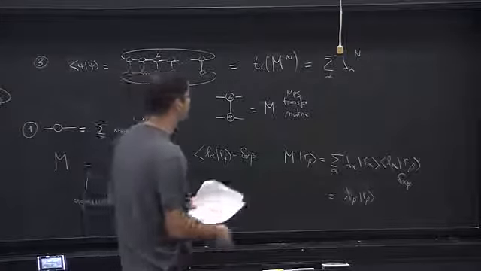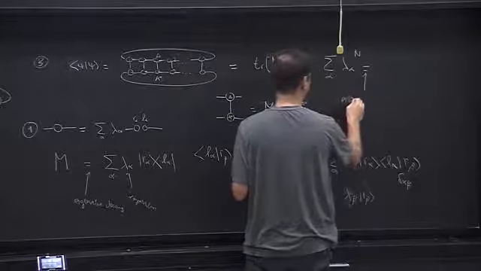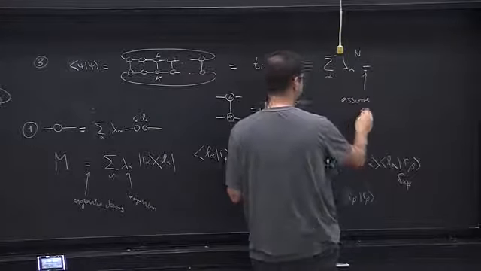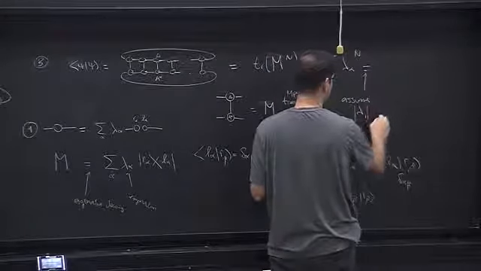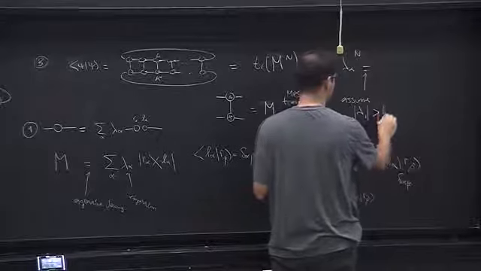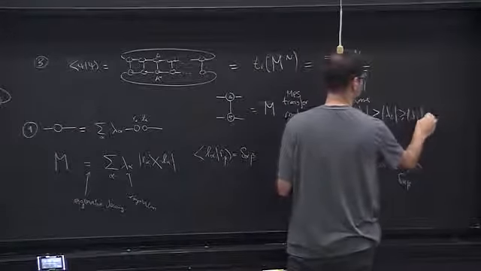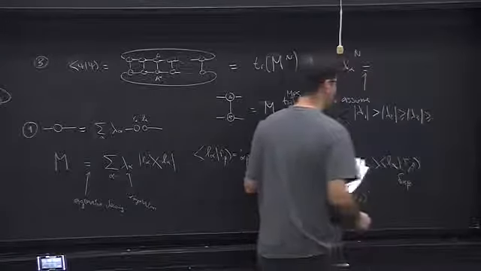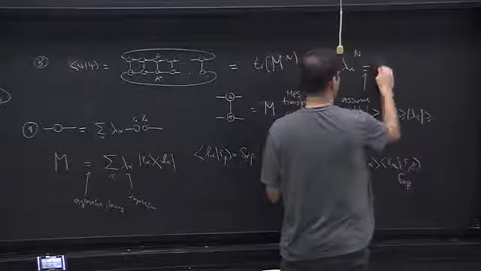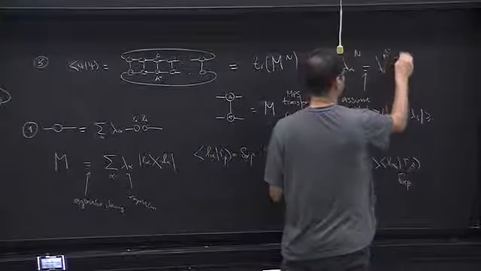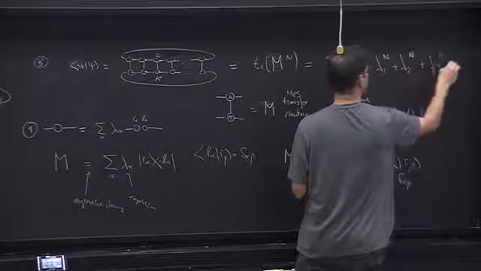And now if we assume, as we will, that lambda 1 in modulus, at least, in absolute value, is larger than lambda 2, and that they are organized in decreasing absolute value. Then we can write this as lambda 1 to the n, plus lambda 2 to the n, plus lambda 3 to the n, etc.